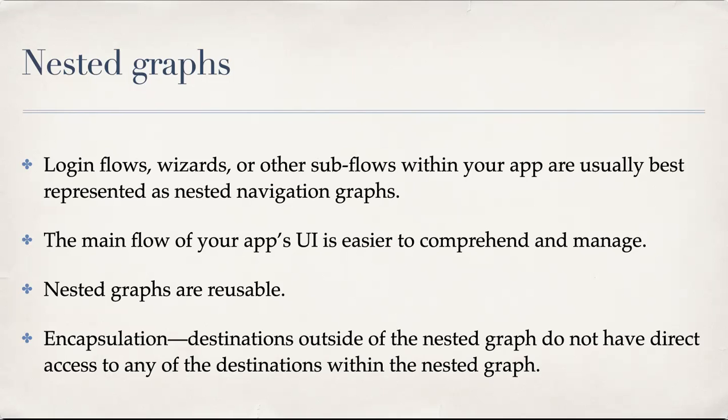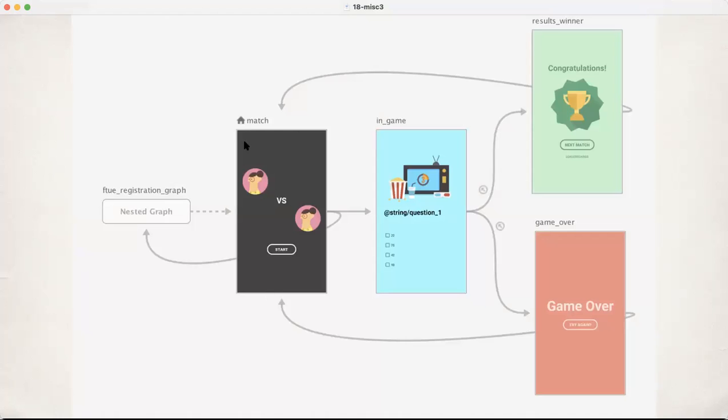So all of that can happen in its own nested graph, and you don't have to have those 6 or 7 screens as part of your main nav graph. So here is an example from the official documentation.